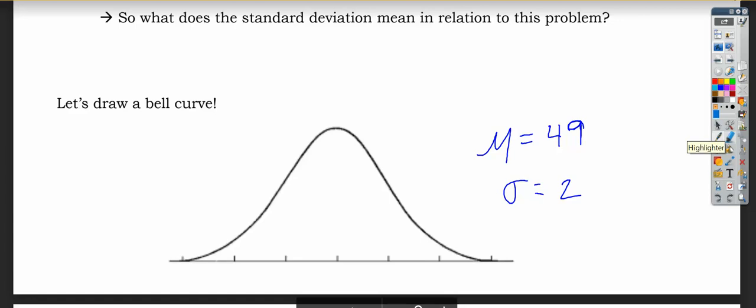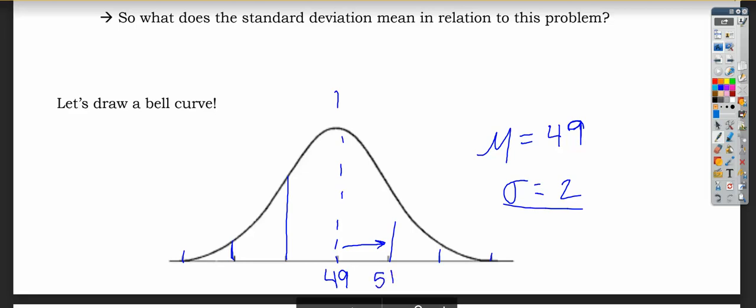So how do I make my bell curve? Down the middle is my mean, which is 49. I now go 3 tick marks to the right and 3 tick marks to the left. How I get to each tick mark is I just increase it by 1 standard deviation. So 49 plus 2 is 51. To get to 53, add 2 more, because that's my standard deviation. And add 2 more, that's 55.